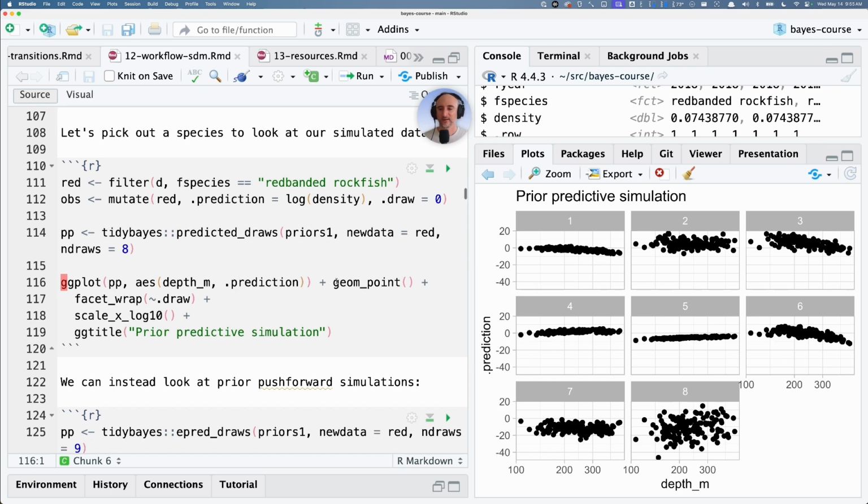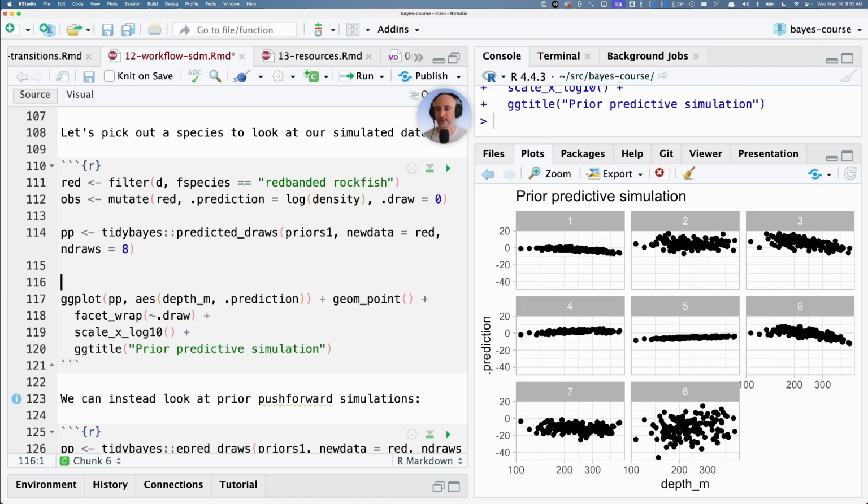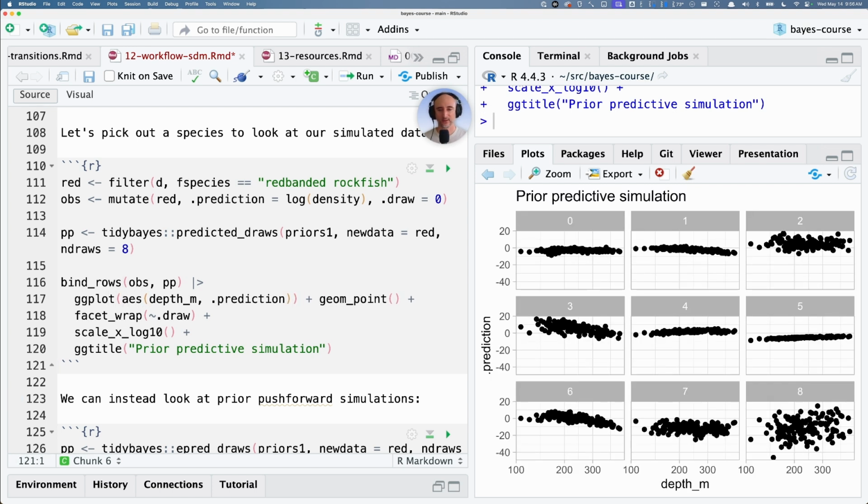So this is just the priors themselves, and if I did this right, I could bind_rows obs and the prior draws. Let's see if this will work. There we go. That was my intent originally. So now the first facet, 0, these are the actual observed data, and the other ones are the prior predictive simulations. All I did was just combine those two data frames as I meant when I first wrote this code. So we've got 8 simulations from the prior, and our real data is panel 0.